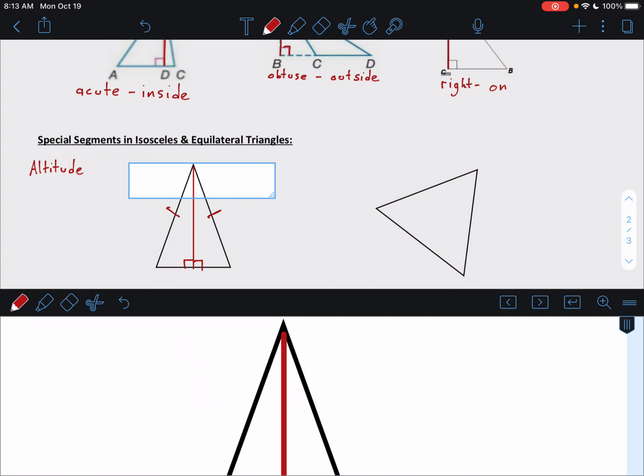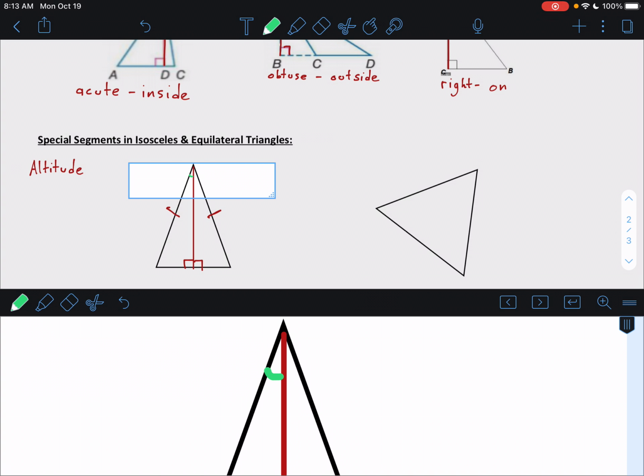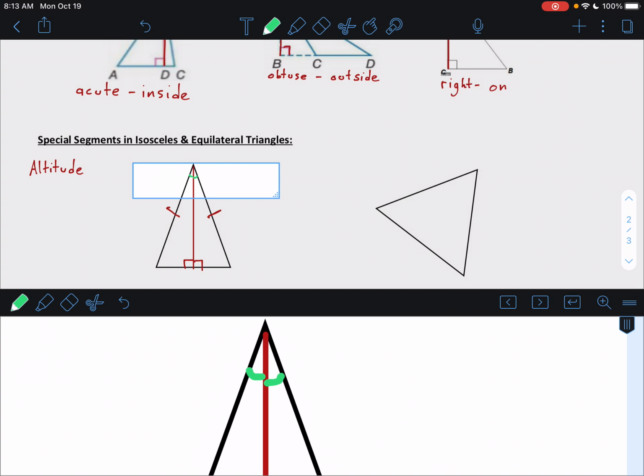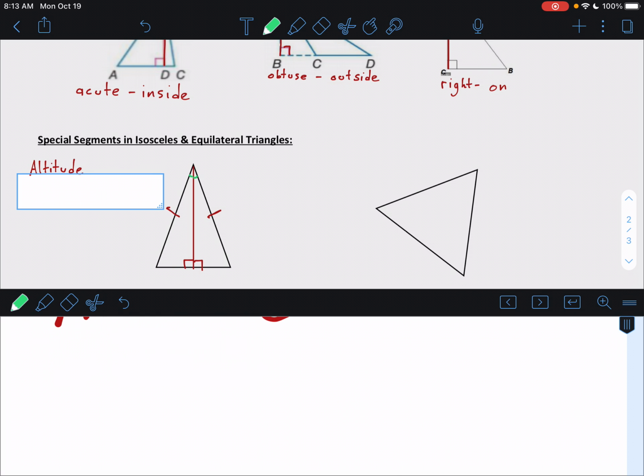And another thing is that this segment, I'll use a different color actually, split this vertex angle in half. So it's not only an altitude, it's an angle bisector.